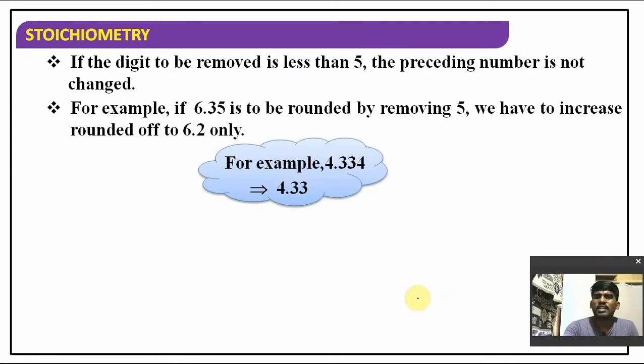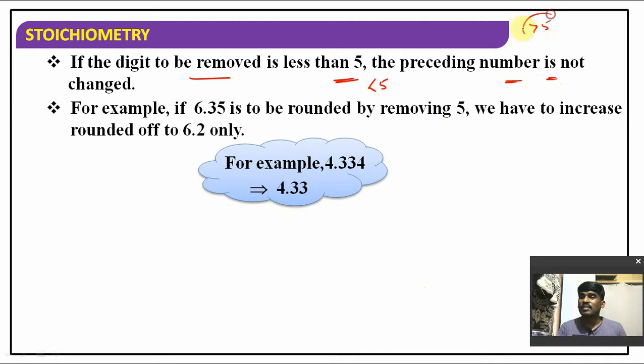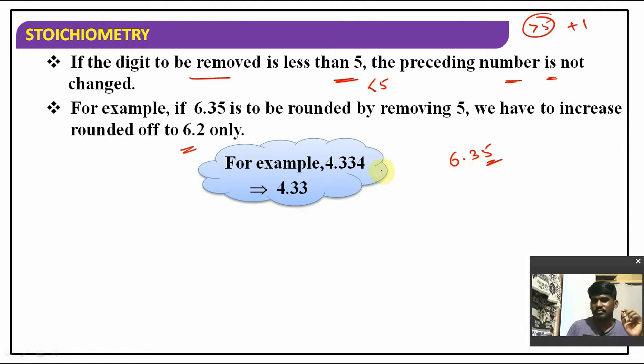Now, it's very simple. If the digit to be removed is less than 5, the preceding number is not changed. If it is more than 5, the preceding number should be increased by 1. But if the digit removed is less than 5, the preceding number is not changed. For suppose, if I say 6.35 is to be rounded by removing 5, we have to increase it and round it off to 6.2, right?